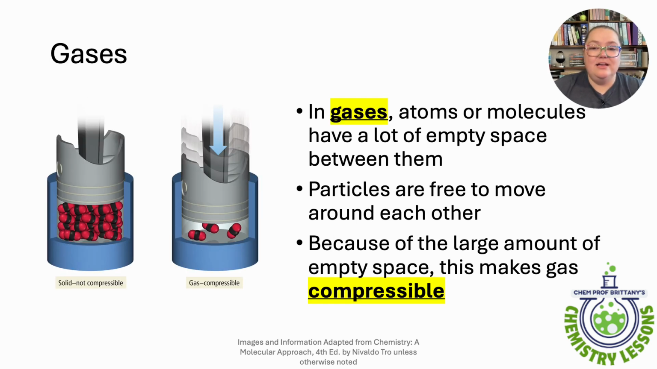Now, gases are types of matter that have a ton of space in between the particles. They are more empty space than they are particles, which is why we can see through them. This is why air is see-through, because we can't see the particles, because they're so far apart. The particles are free to move around each other, and they do so at very high speeds with a lot of energy.